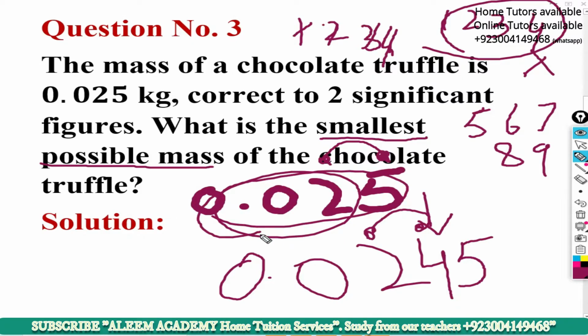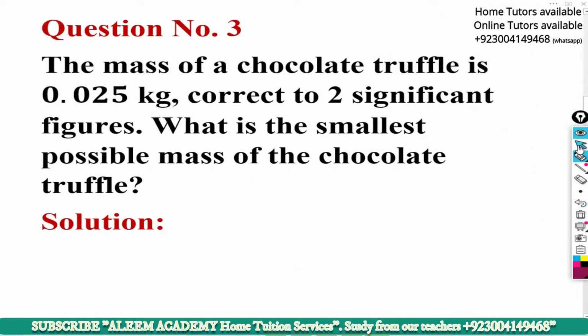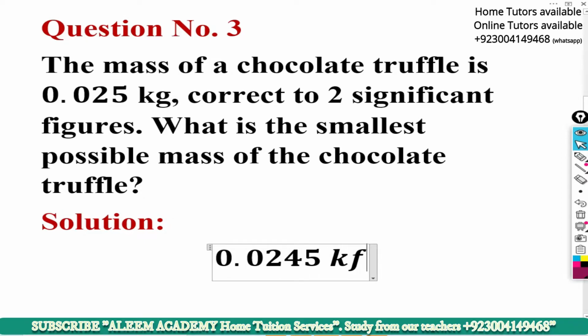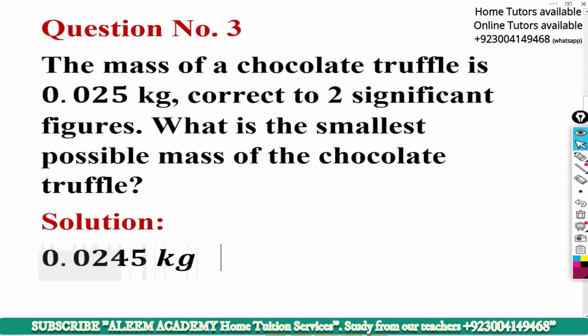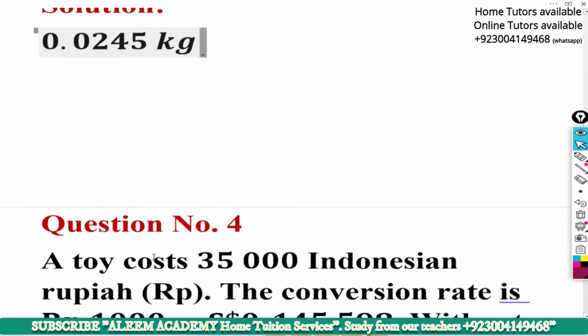I hope you got the story. The actual story is that this number is rounded off, and we have to find out from which number this is rounded off to this answer, and that number should be the smallest. Alright, we write down the answer, that is 0.0245. And also we have to write down the unit. The unit is kilogram. So that is the answer for question 3.